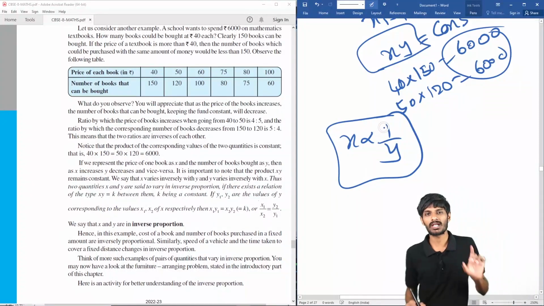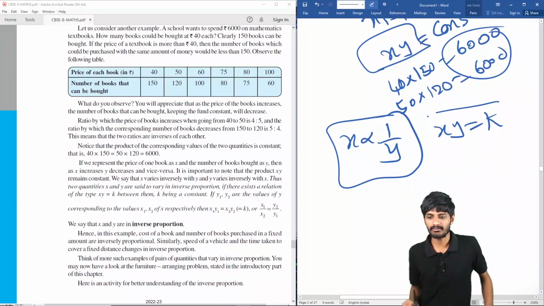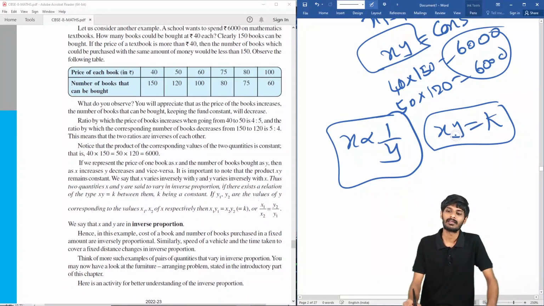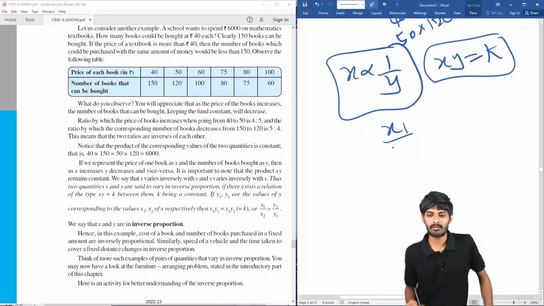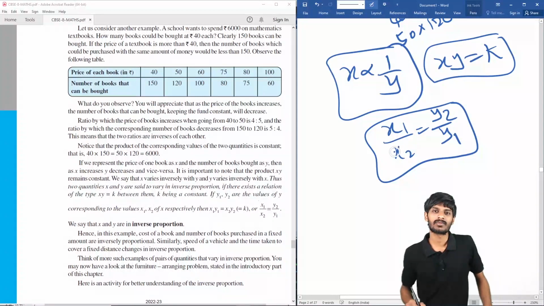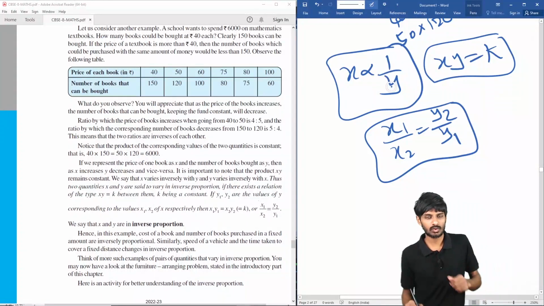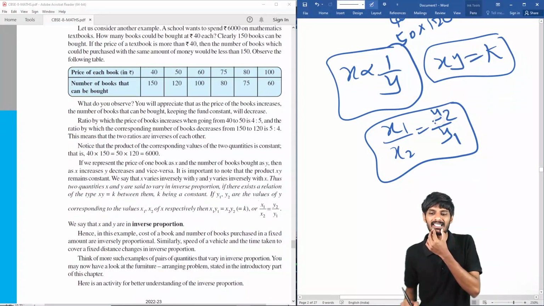This is called indirect proportion, and x into y is equal to k, some constant. Another thing you have to remember is x1 by x2 is equal to y2 by y1. So these are three things: x is inversely proportional to y, x into y is a constant, and x1 by x2 equals y2 by y1.